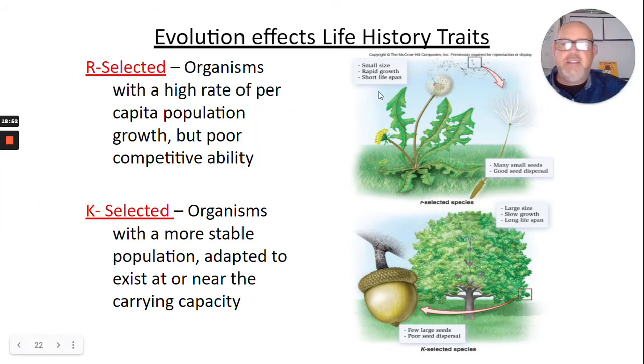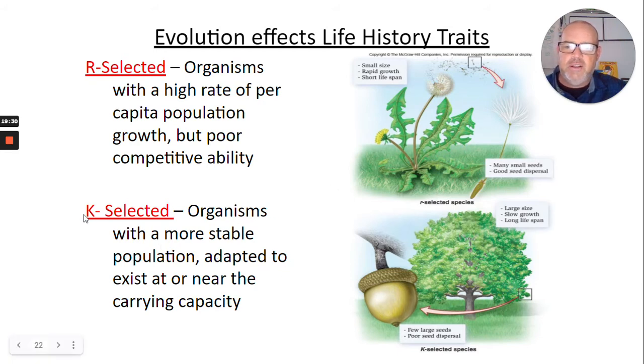R selected versus K selected. So R selected, these are the ones with a rate strategy. Organisms with a high rate of per capita population growth, but poor competitive ability, right? So your insects, your things that reproduce very quickly in massive numbers, but can't really compete very well. A lot of those numbers won't actually make it. They just have a big birth rate, but they also have a high death rate. So things that are small in size, grow rapidly, short lifespan, a lot of small seeds are going to be in that category.